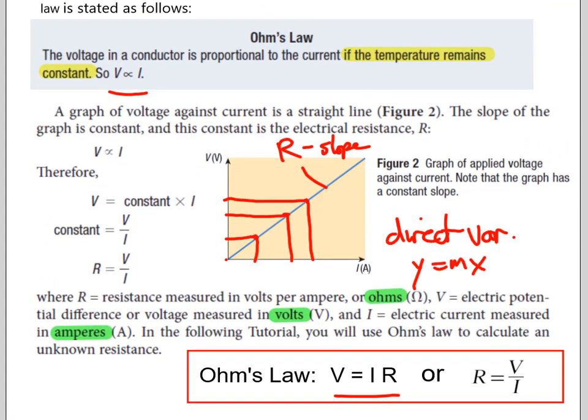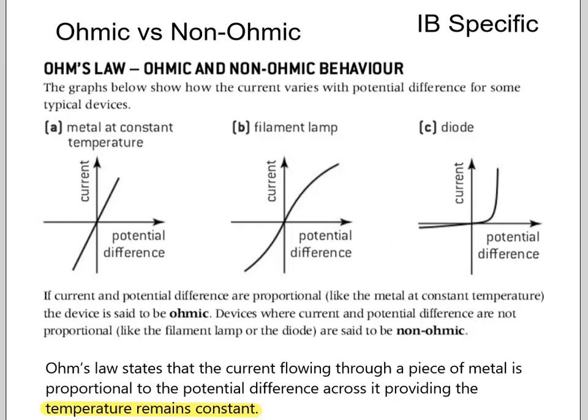From the grade 11 Ontario curriculum, you need V equals IR, and everything we do in this course will be at a constant temperature. When the temperature is allowed to vary, then Ohm's law breaks down a little bit. IB folk, you need to know this. So you have ohmic and non-ohmic behavior.